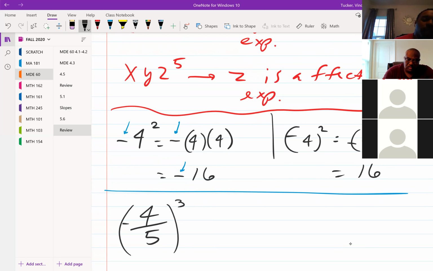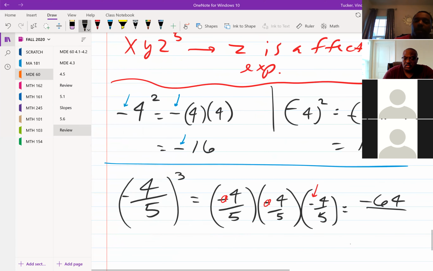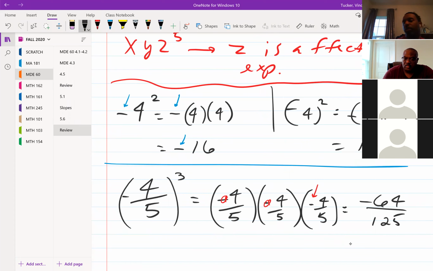All right, -4/5 cubed. That's just -4/5 times itself 3 times. -4 times -4 times -4 is -64. So 2 of your negatives would cancel, negative to negative cancels, but you still have 1 left. So your answer is still negative. And then 5 times 5 times 5 is 125.